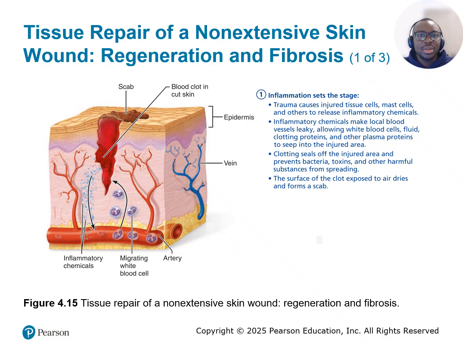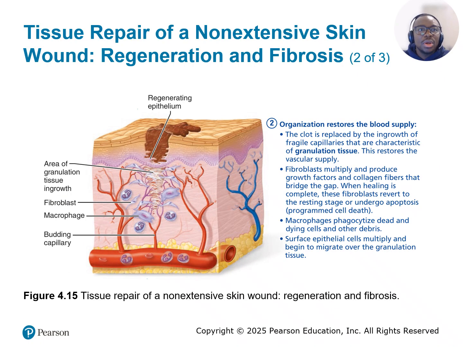In stage 1, inflammation sets the stage. Trauma causes injured tissue cells, mast cells, and others to release inflammatory chemicals. Inflammatory chemicals make local blood vessels leaky, allowing white blood cells, fluid, clotting proteins, and other plasma proteins to seep into the injured area. Clotting seals off the injured area and prevents bacteria, toxins, and other harmful substances from spreading. The surface of the clot exposed to the air dries and forms a scab.